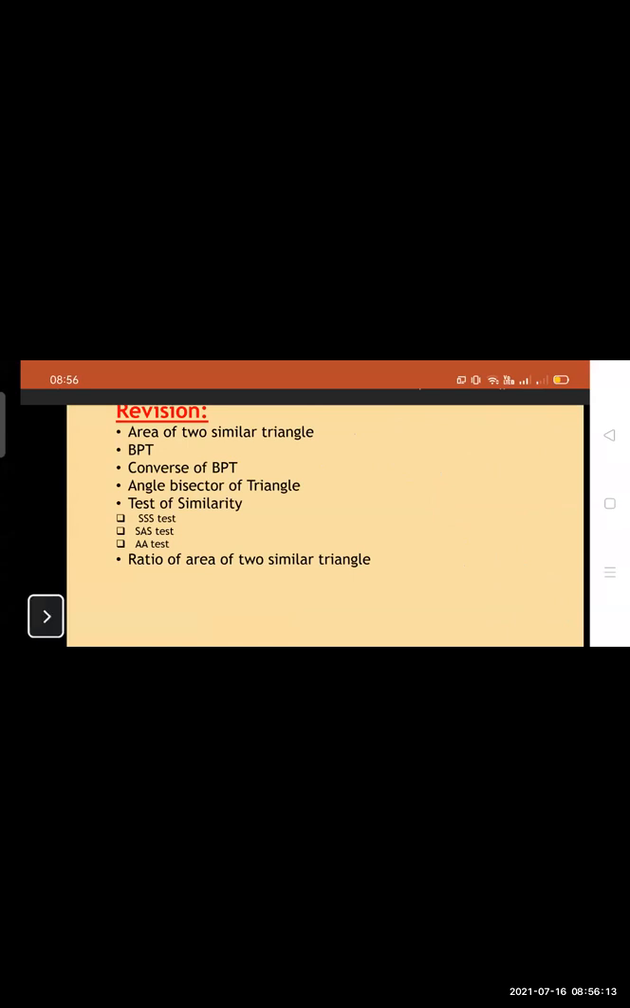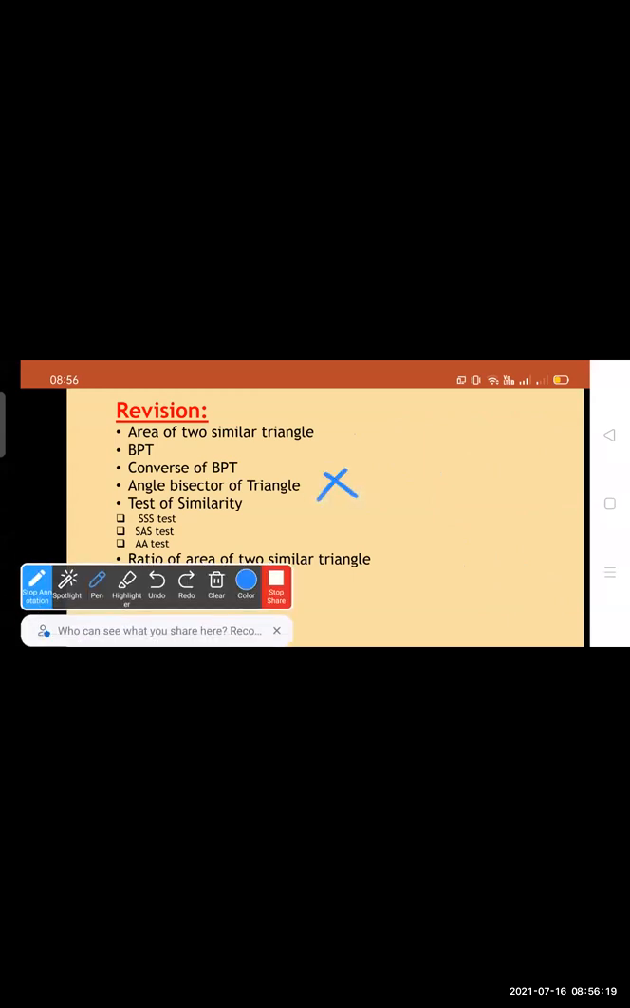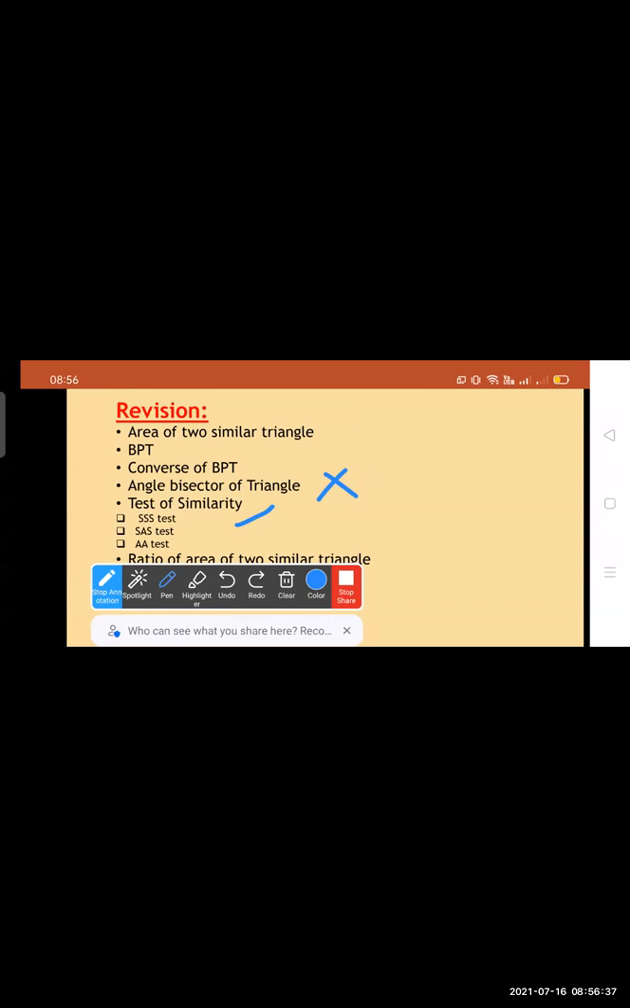Then we see the converse of BPT, and angle bisector. Students, this topic is from this year, and this topic is from the reduced syllabus. So the angle bisector theorem, and then tests of similarity. There are three tests of similarity: SSS, SAS, AA, and the last topic is the ratio of the areas of two similar triangles. So all these topics we covered. Okay, short revision here. And first one is the BPT.